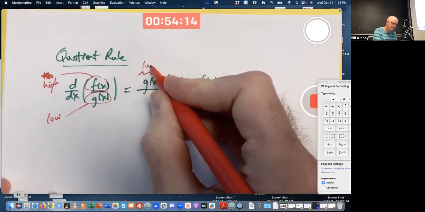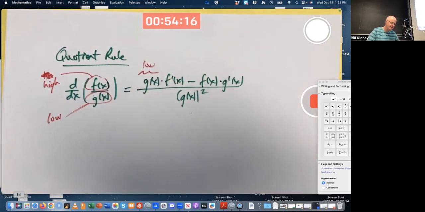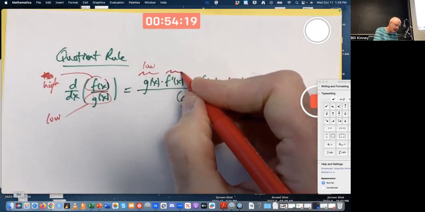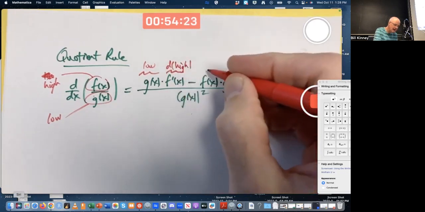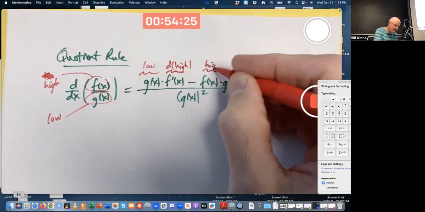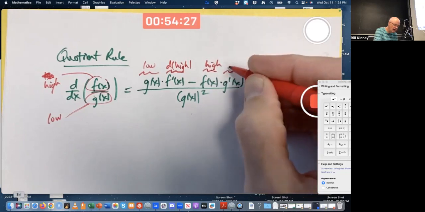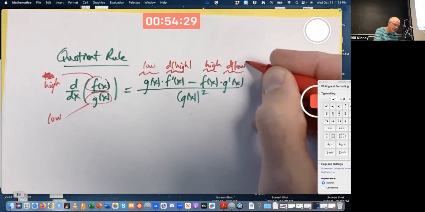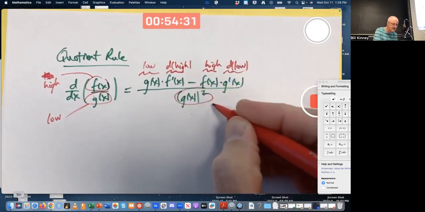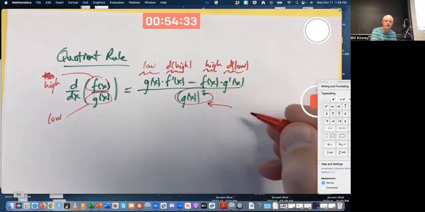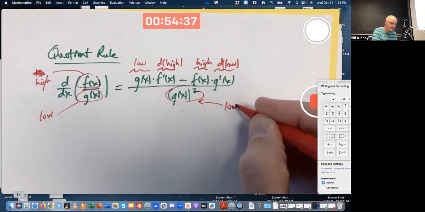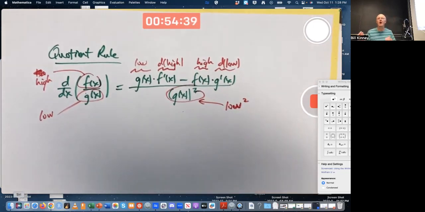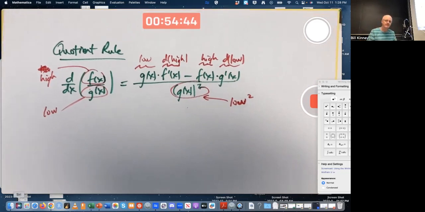Low d high minus high d low over, yes, you could call that low squared. Okay, I'll write low squared. But when I say it, I say over the square of what's below, because it just flows off the tongue better.